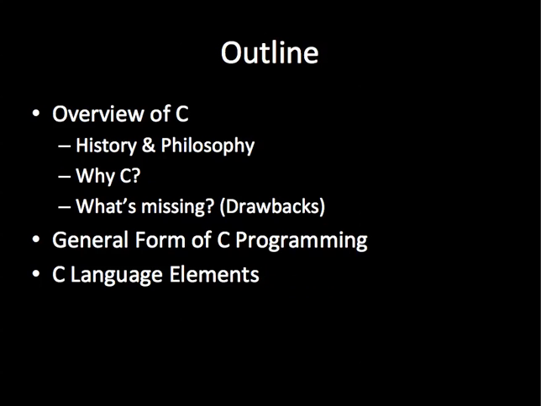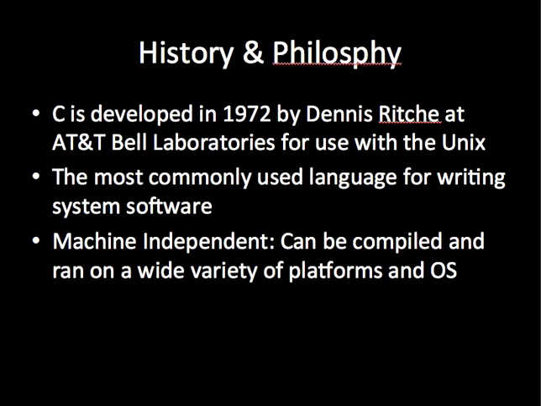So first, I'd like to start off with an outline. Briefly, what we're going to cover today is an overview of C, and inside we're going to talk about the history of C programming and why C is important to us, and some of the drawbacks and potential failures of C. And then we'll go and talk more about the general form of programming languages, the syntax, and how to structure programs and things like that, in addition to some unique C language features. So first, let's talk about history and philosophy of C.